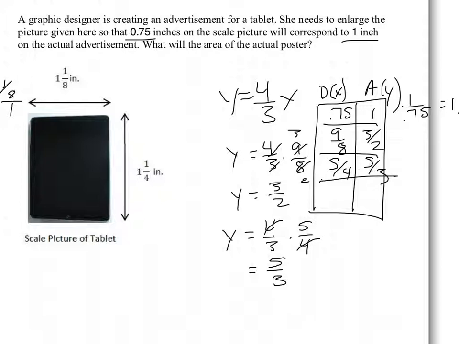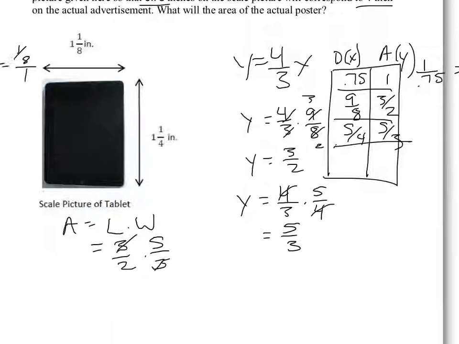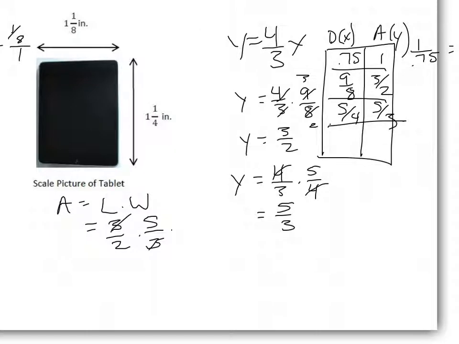So I want to find the area. Area is going to be equal to length times width since it's a rectangle. The length is 3/2 times the width is 5 thirds. Cross cancel. This is going to give me 5 over 2, which is equal to 2.5 square inches. And that's that. So go ahead and move on to your silent and independent work time.